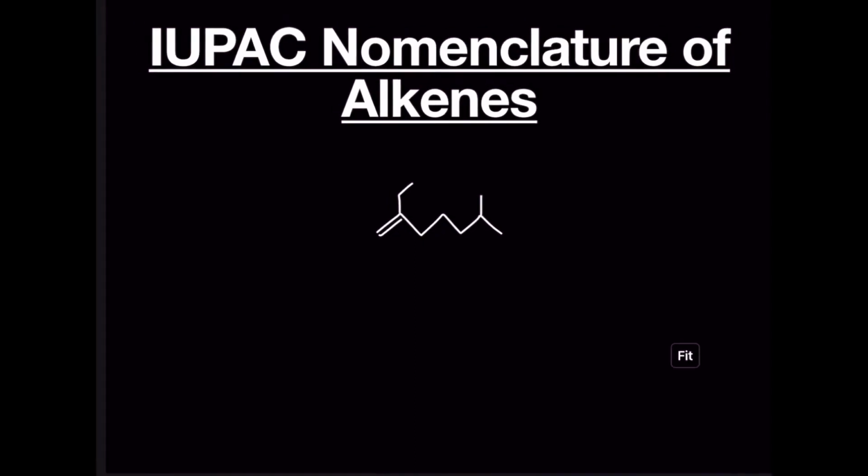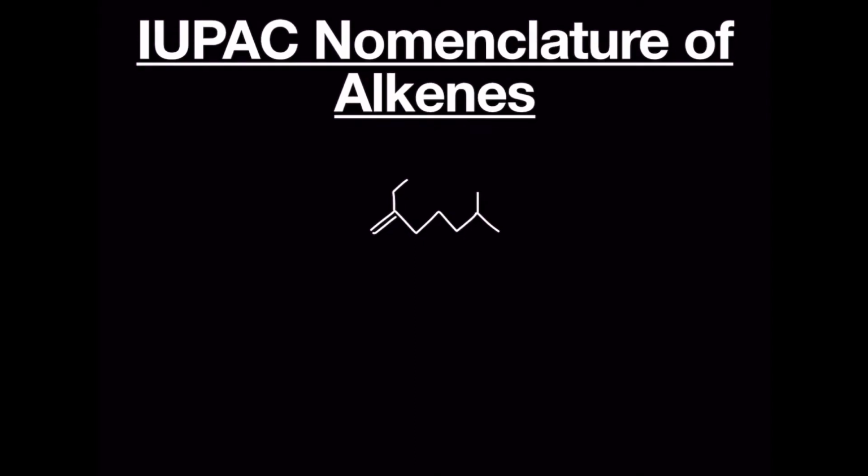In this video, we are going to talk about the IUPAC nomenclature of alkenes. An alkene is a hydrocarbon with a carbon-carbon double bond. Their general molecular formula is CnH2n. In this case, it will be C10H20. Please feel free to pause the video and cross check it if you'd like to do so.